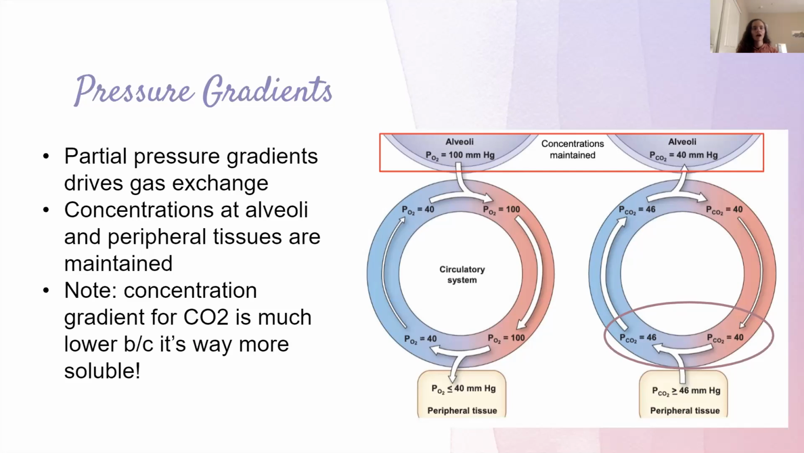And then note how the gradient here for CO2, which I circled on the right, is much smaller than the gradient for oxygen. That's because CO2 is much more soluble than oxygen, so it doesn't need a gradient that big to be effective and go about inducing the changes in the body, whereas oxygen does need a big difference in concentration.